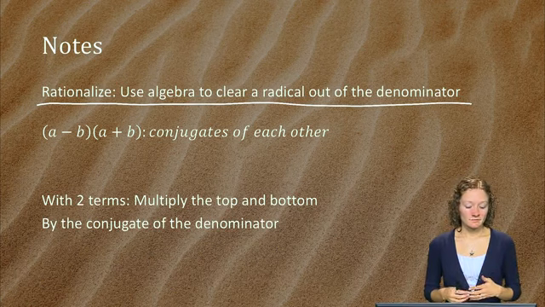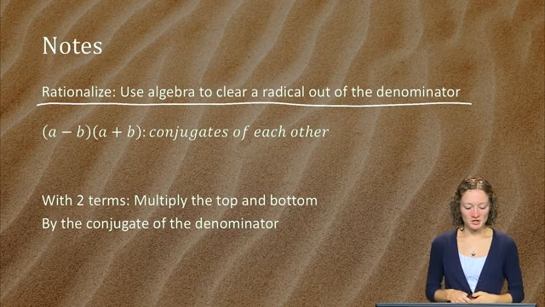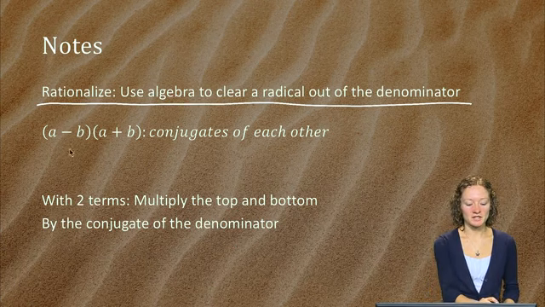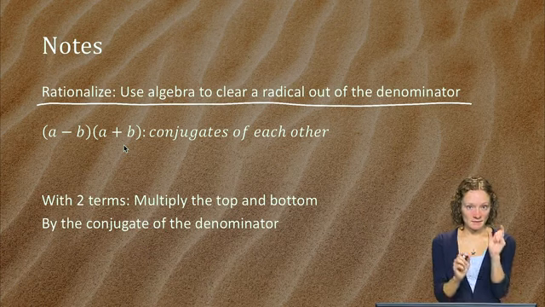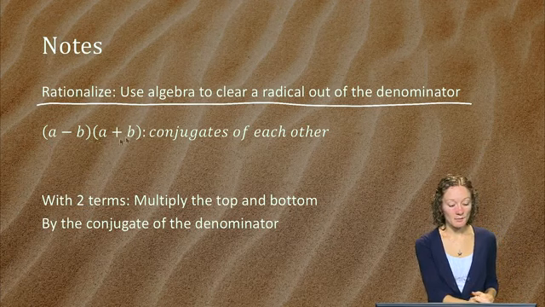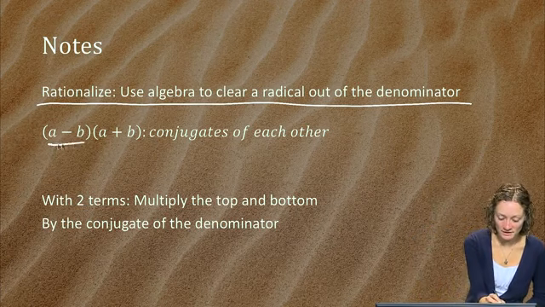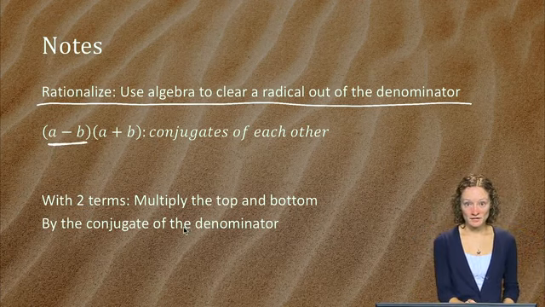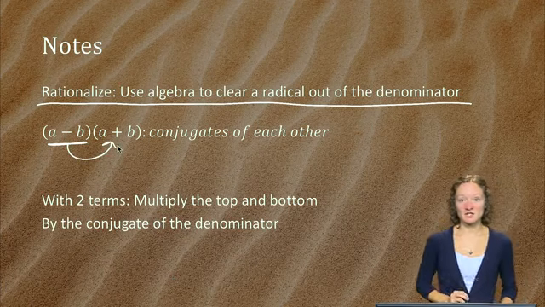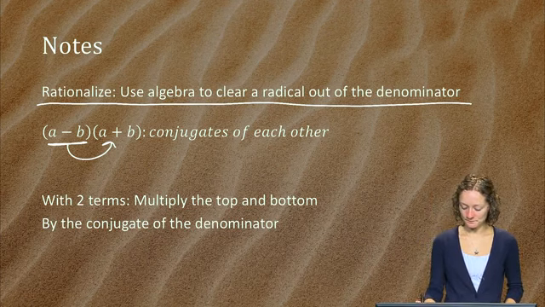If we have one term, it's a pretty simple decision to make. In fact, I don't even have notes for it. It's such a simple decision. But if we have two terms, the method we're going to use is multiplying the top and bottom by the conjugate of the denominator. And so here's what a conjugate is. As we mentioned in a previous video, conjugates are the same binomial with an add and subtract in the middle. So this is an example of conjugates. If this was the given denominator and we were looking to rationalize it, we would multiply the top and bottom by the conjugate, the plus version of that denominator.